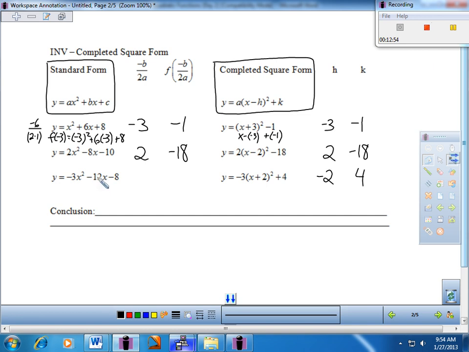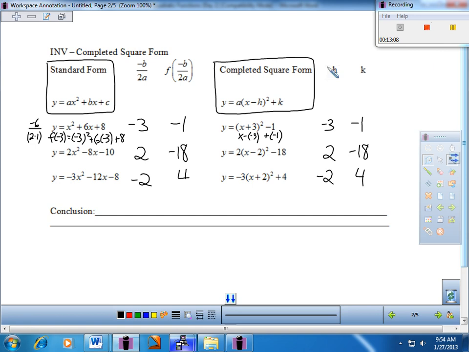I would do it a third time, just to verify. Opposite of b over 2a. It looks like I would get 12 over negative 6. 12 over negative 6 is negative 2. I put that back into the function, and guess what you get? 4. So the nice thing about working in this form, as you can see, is that the vertex is embedded in there. The vertex is h and k. How cool is that? So in standard form, we have to calculate that vertex doing this piece right here. Everyone see it? In completed square form, that is your vertex.